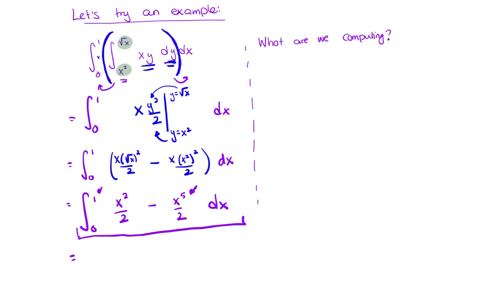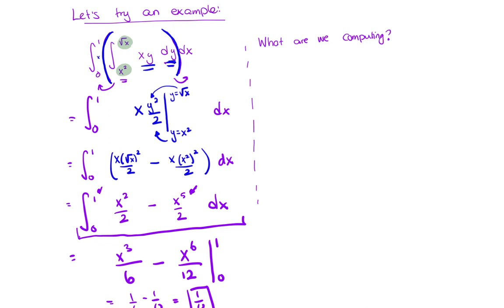Take the antiderivative of x squared over 2. I get x cubed over 3 times that 2 that's already there is 6, minus the antiderivative of x to the 5th is x to the 6 over 6 times that 2 that's already there is 12. And I evaluate that from 0 to 1. So I'm going to get a 6th minus a 12th, which is just a 12th. So this integral that we got was equal to 1/12.